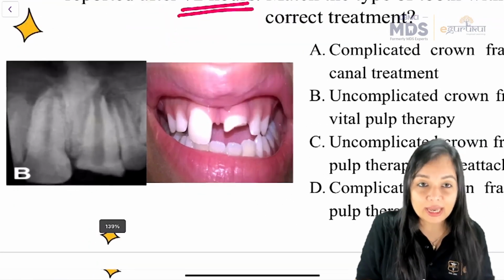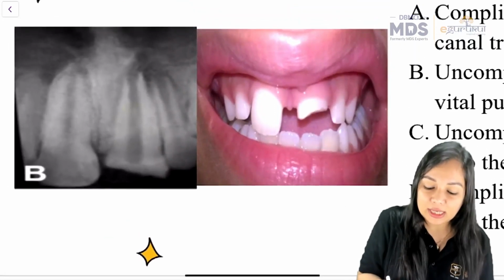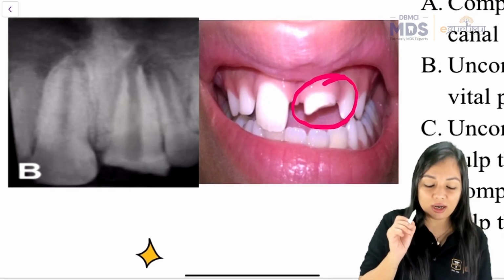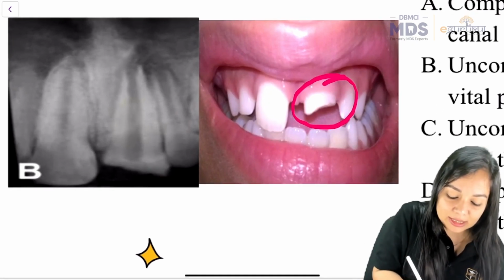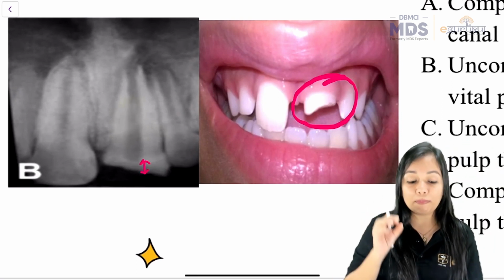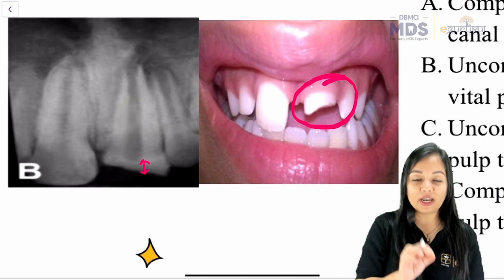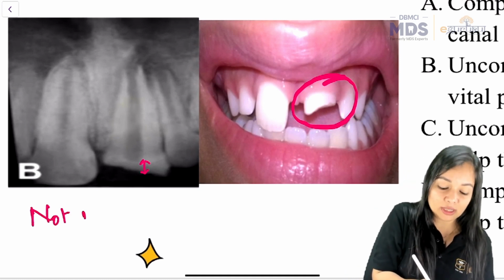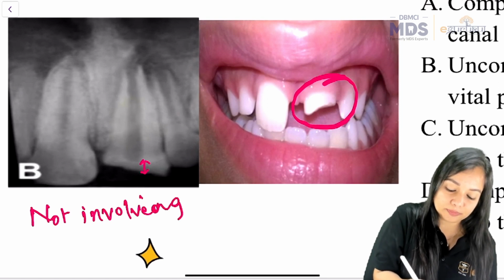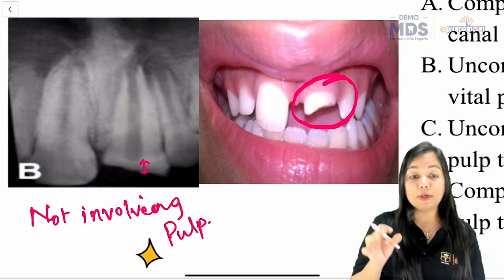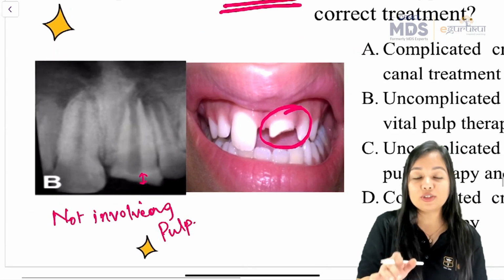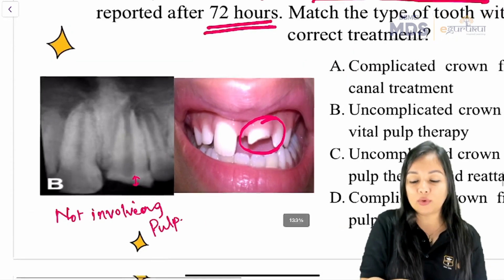Okay, so when you look at the x-ray carefully, this is a fractured central incisor. But you see that there is a good amount of layer of dentine above the pulp. So clearly, this fracture is not involving the pulp. When a crown fracture does not involve the pulp, it is called an uncomplicated crown fracture.